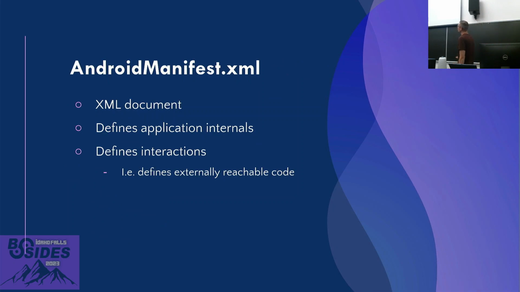So it's an XML document, which you could probably tell from the file extension. It defines the application's internals, defines interactions, what applications can interact with different components. So our interest as a vulnerability researcher is that this file will define externally reachable code, or a lot of the externally reachable code. Maybe not every piece of the app that could be interacted with from an external untrusted source, but it defines a lot of it. So that's where we're going to spend a lot of our time.